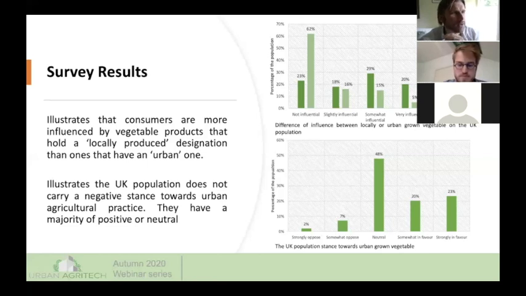Cool. Okay, next question. Can you comment at all on the evidence of the carbon footprint of vertical farming as it currently is done versus traditional farming in the UK?